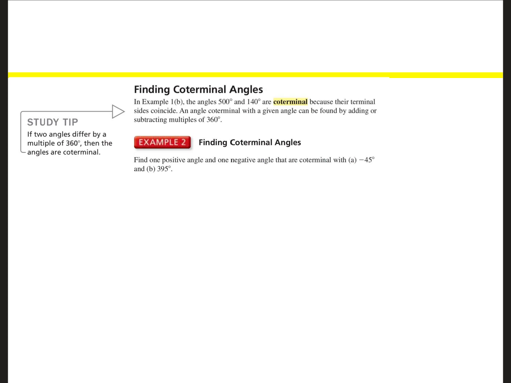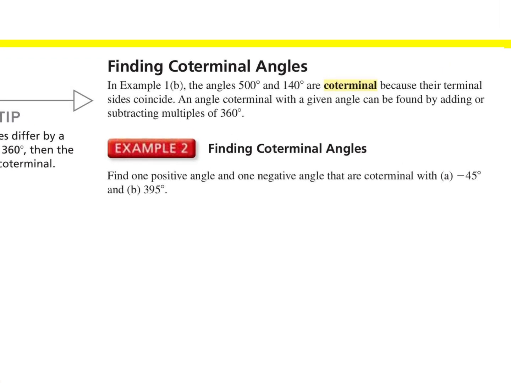Right, let's scoot along here. Finding coterminal angles. This is really, really easy, I promise. Just a second ago, I said something. I said to you guys, those are the same. It was 140 and 500, I think, right? You had 500, and we took one whole circle away. We got 140. We were in the exact same position.